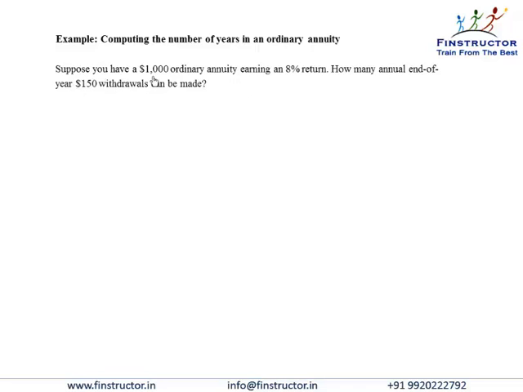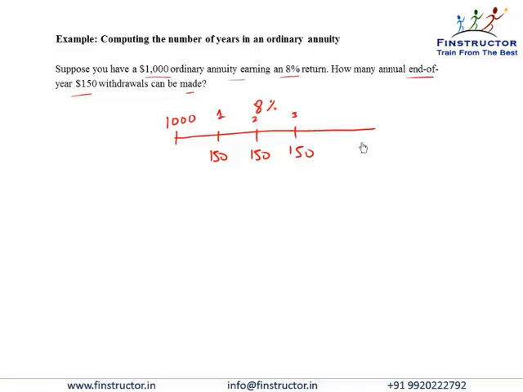Suppose you have a $1,000 ordinary annuity earning an 8% return. How many annual end of year $150 withdrawals can be made? So the question essentially asks: I've saved $1,000 at retirement and I'm going to be needing $150 every year for meeting my living expenses. At a rate of interest of 8%, how many such $150 withdrawals will I be able to make?